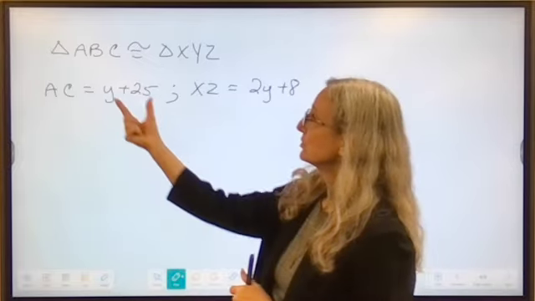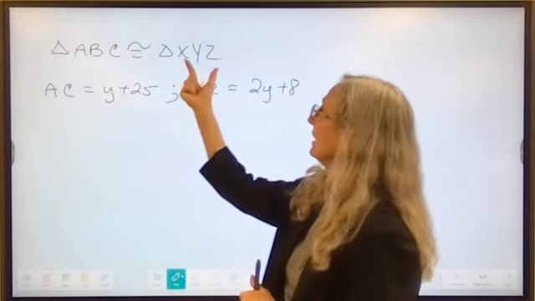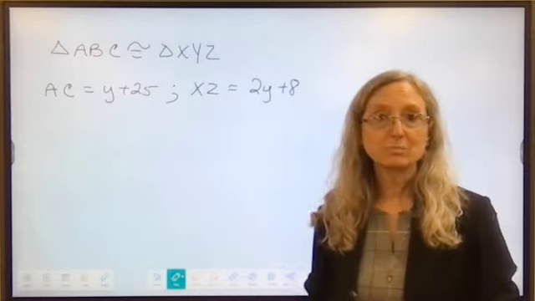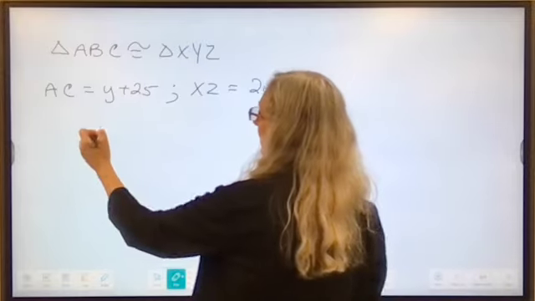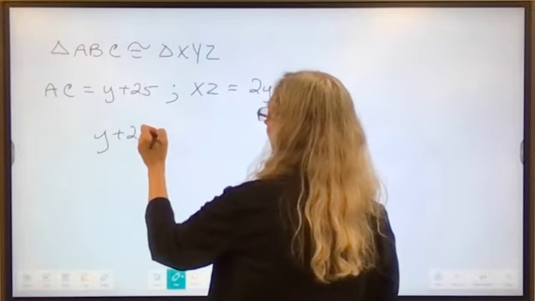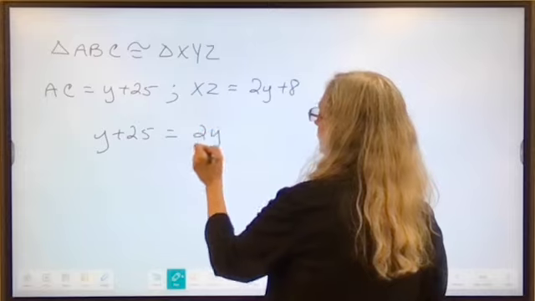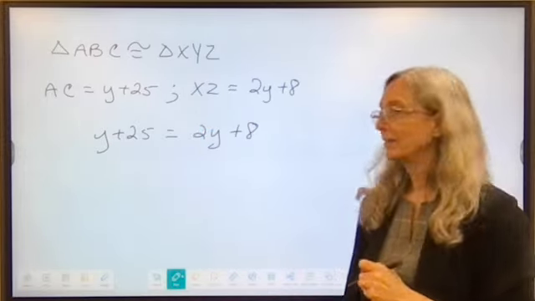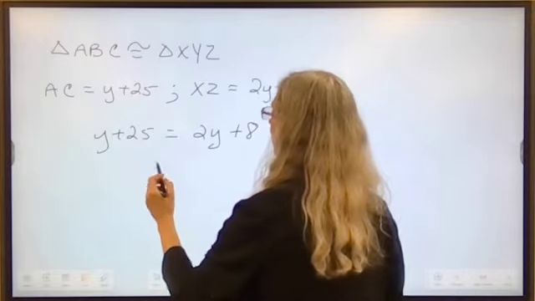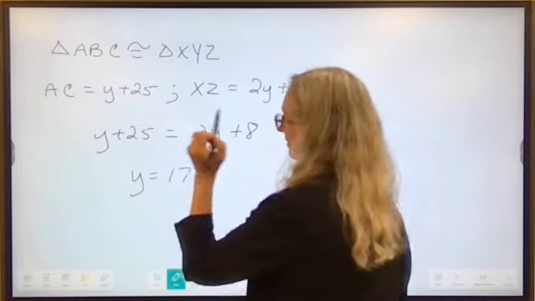Okay, hopefully you looked at your statement and saw AC and XZ correspond. That means their lengths are equal. So y plus 25 has to be exactly the same as 2y plus 8, which means when I subtract from both sides, y equals 17.